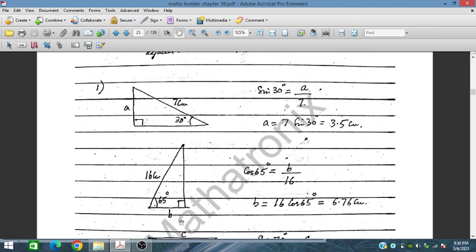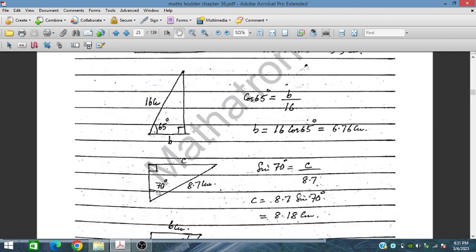The second problem: this is 65 and this is 16, this is B, and this is adjacent upon hypotenuse. So cos 65 is equal to B upon 16. So B is equal to 16 into cos 65 degree. On taking the cos 65 and multiplying with 16, we get 6.76 centimeters.